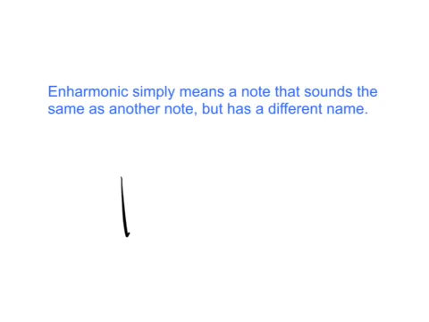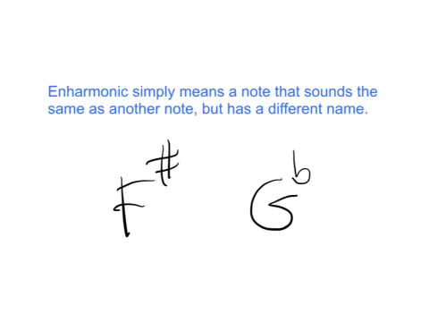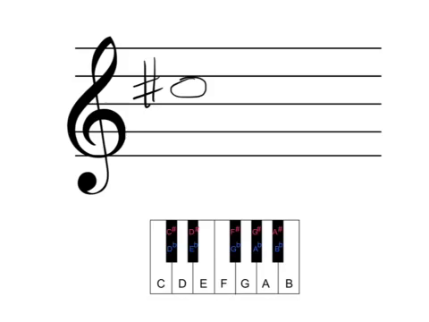For example, if you had an F sharp and a G flat, both of these refer to the same note on the piano keyboard, therefore they make the same sound. These two notes are enharmonically equivalent. Here's a typical question you'd see for an enharmonic question. You're given one note and you're asked to write an enharmonic equivalent of it.